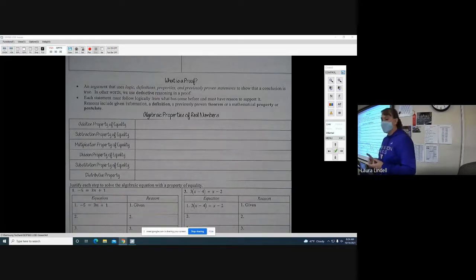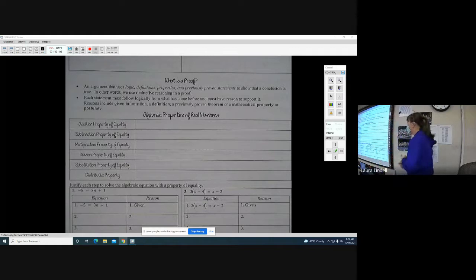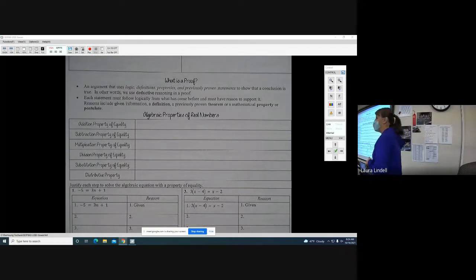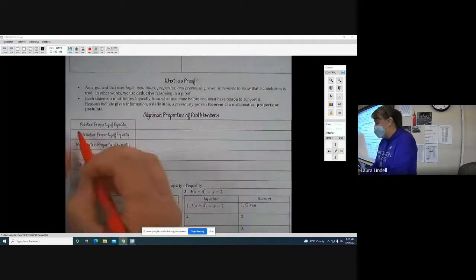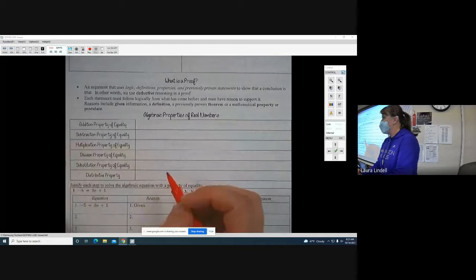So we're going to learn some properties that we're going to use when we do these proofs. And a lot of the properties are going to be super simple things or things that you're going to go, well, duh. But we're going to formalize them with properties and kind of take it from there. So the first property is this addition property of equality. And the addition property of equality is what tells me that I can add something to both sides of the equation and that that's okay to do.